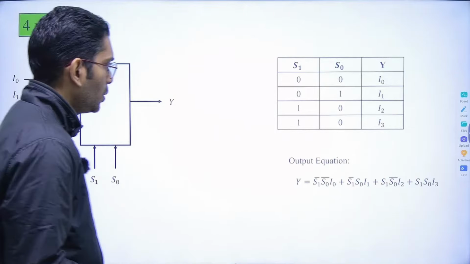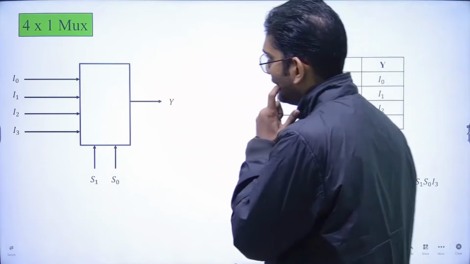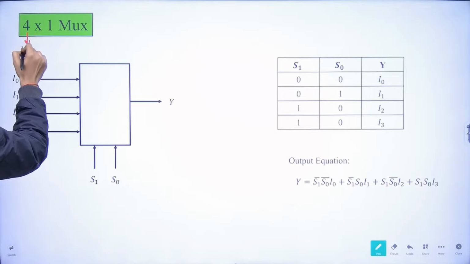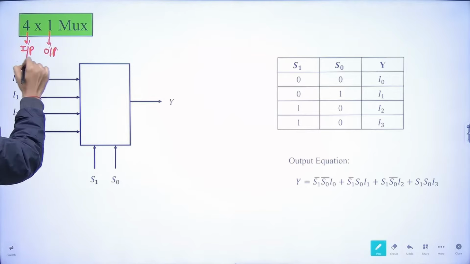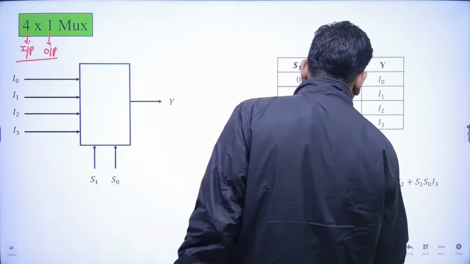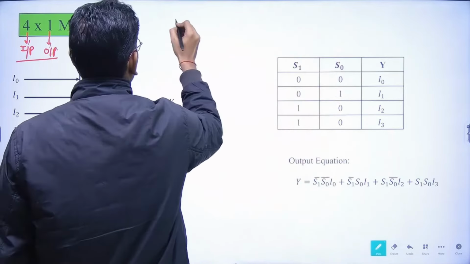So in the 4x1 MUX, now you can easily understand how many inputs are present. This is the input, and this is the output. In case of the MUX or multiplexer, output is always 1. We get only one output. Now, how many inputs are present?